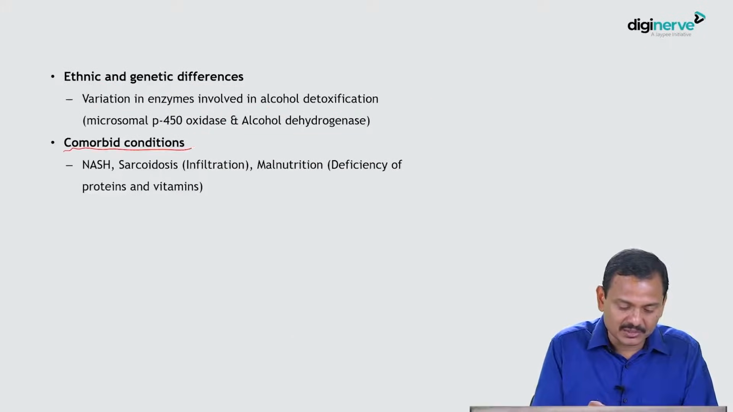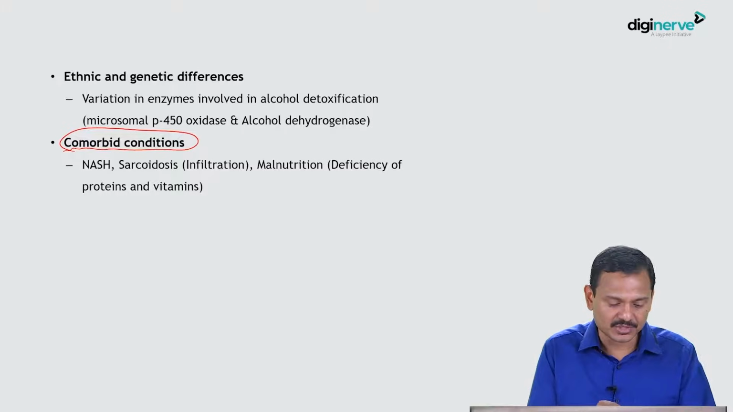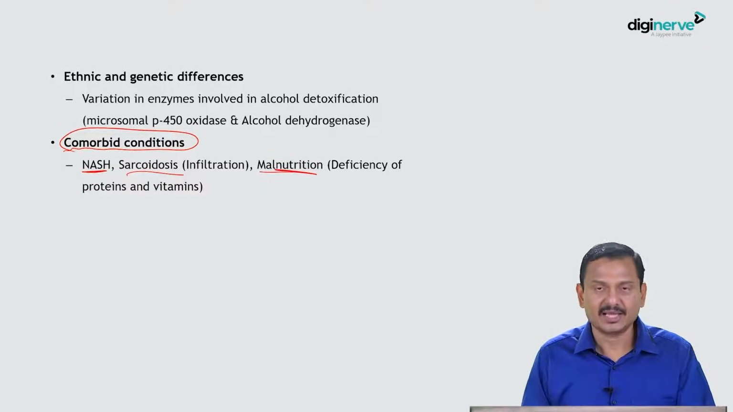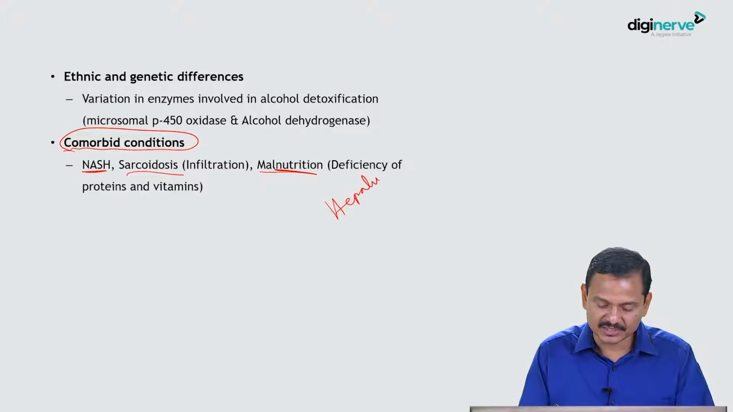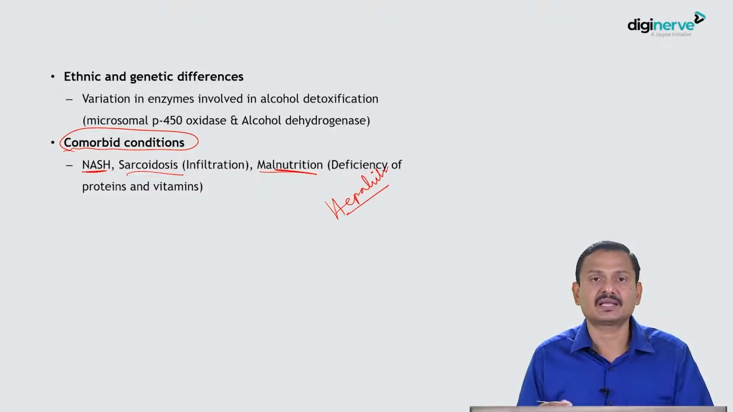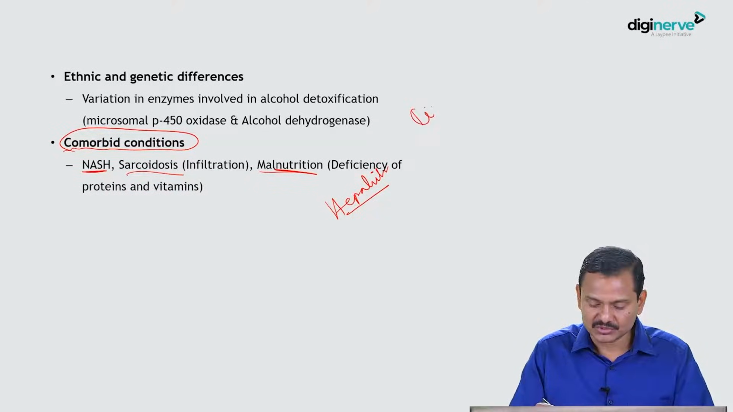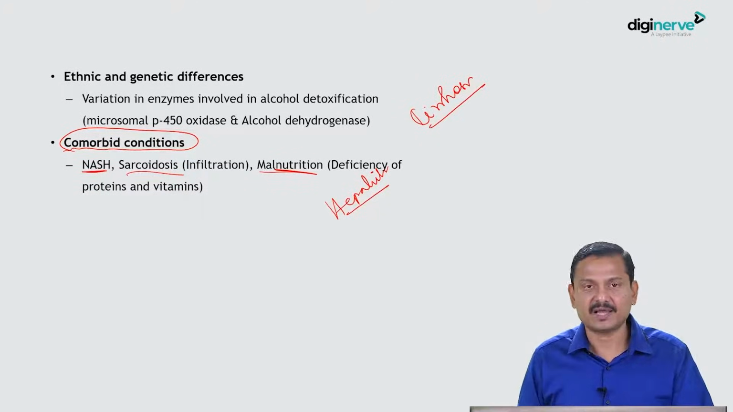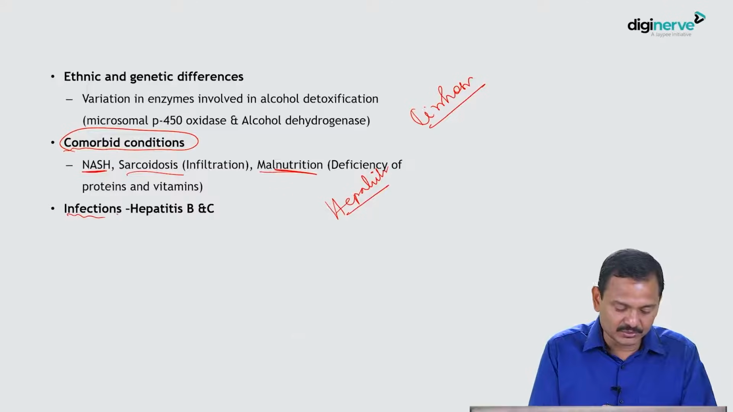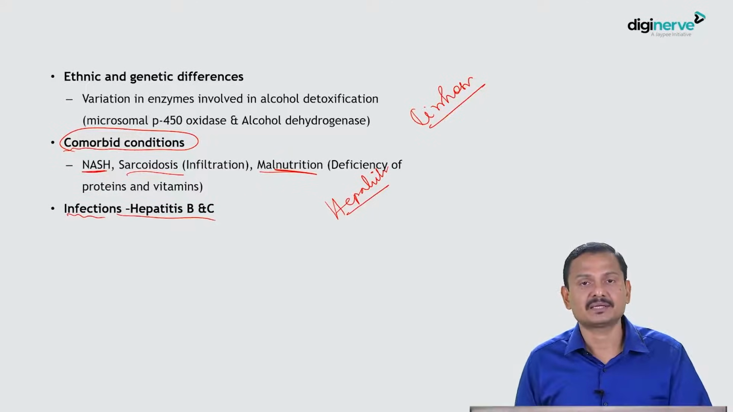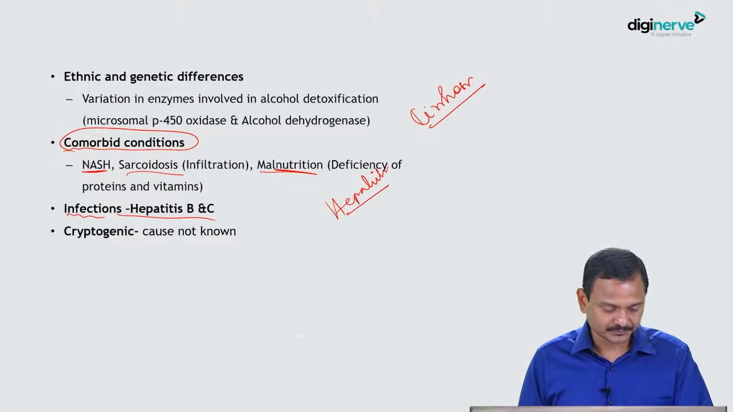Now what are the comorbid conditions that predispose? We have discussed NASH, sarcoidosis, malnutrition, and these are some of the comorbid conditions, if they are existent, or you can say if there is a hepatitis. So if these conditions are there, then they will again predispose to cirrhosis. Okay, so these are some factors, and then I have already told you infections like hepatitis B and C.